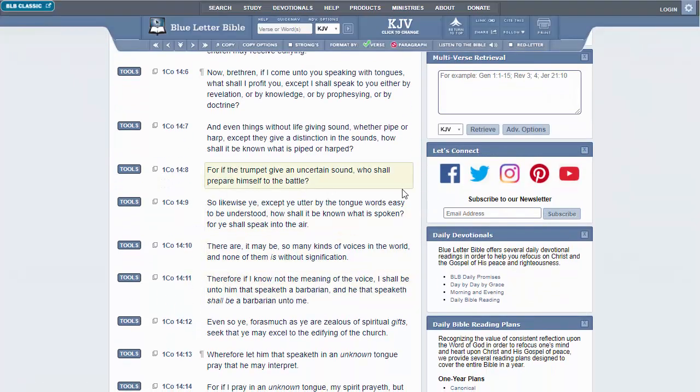For if the trumpet give an uncertain sound, who shall prepare himself to the battle? So likewise ye, except ye utter by the tongue words easy to be understood, how shall it be known what is spoken? For you shall speak into the air. So really we're supposed to be speaking words easy to be understood.